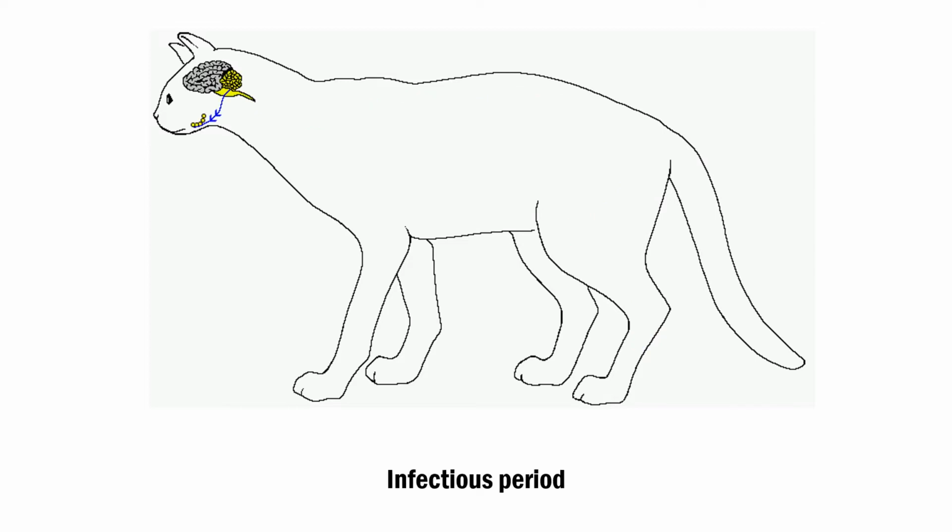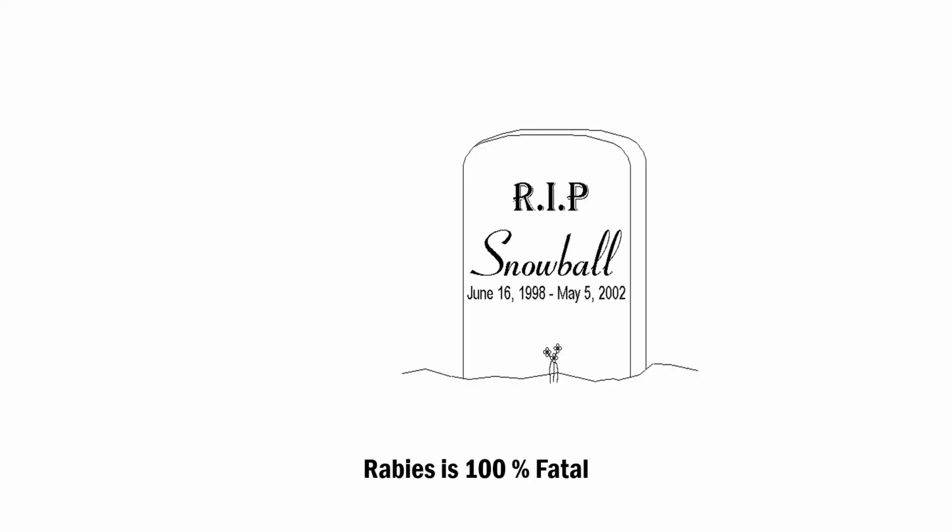Virus is then conducted by nerves into the salivary glands, where it grows and is shed through saliva. And at this point, the animal shows clinical signs of rabies, and this is the only time the animal is infectious. And death occurs within 10 days of showing clinical illness and becoming infectious.